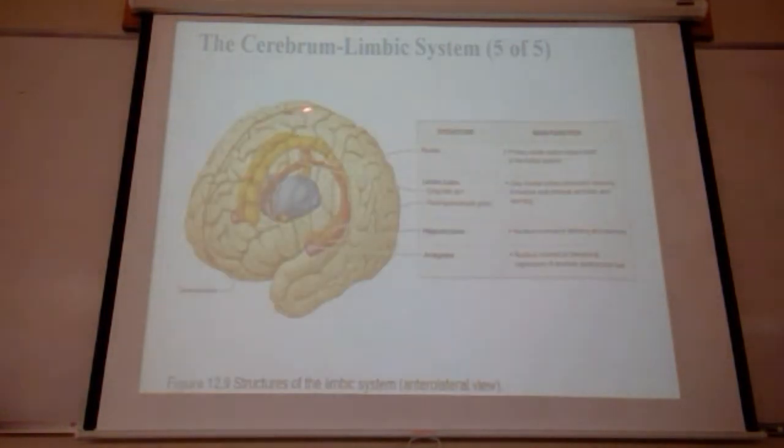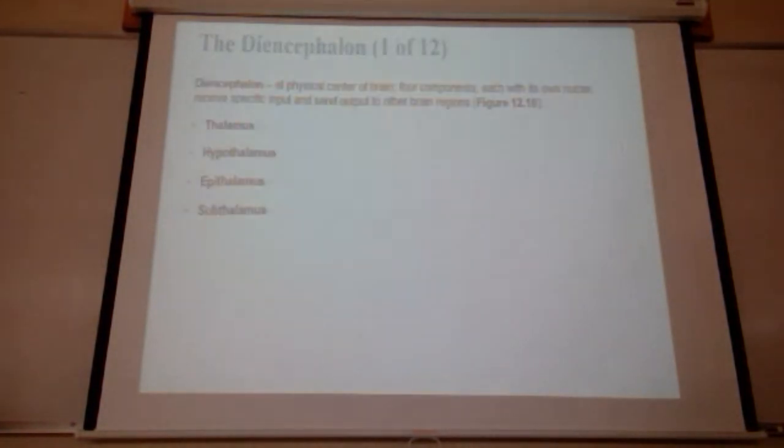So here is the limbic system. You have the diencephalon here, the fornix, the limbic lobe with the cingulate gyri. There's the parahippocampal gyri. There's the hippocampus right there, and the amygdala.